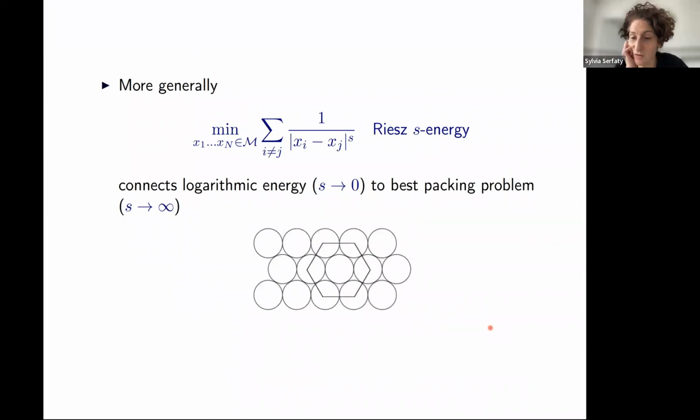But, so more generally, people are interested, as you know, in minimizing Riesz energies. So general inverse powers of the distance that you can do on a manifold that's compact, so you don't have boundary problems or infinity problems. And that gives you a whole family of problems, which connects the logarithmic energy, which can formally be seen as the case where s would be tending to 0. So on the one hand, you have the logarithmic interaction energy, and on the other hand, when s goes to infinity, you actually retrieve the best packing problem, which is the problem of packing the space with the maximal number of hard spheres.